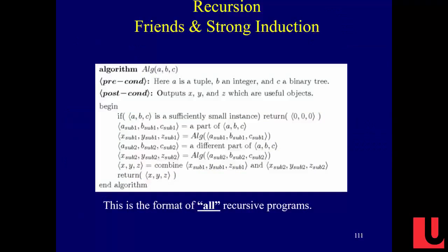This is just the nature of a recursive program. Here's a program that takes inputs and breaks them into smaller instances, and it gives those smaller instances to the recursive program, which gives an answer to the smaller instances, and then we have another smaller instance that we recurse on, and then we combine these two answers to get our answer. That's what a recursive program is going to look like. Everybody kind of follow that?